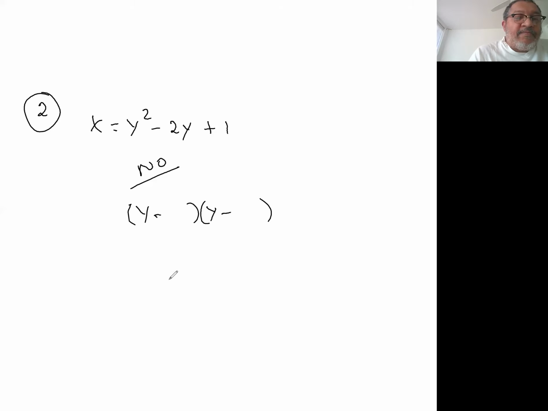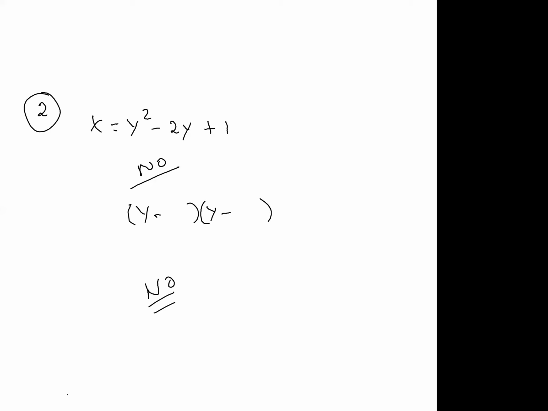Okay? Now, the reason is that when you solve for y, you're going to find two y's, and you need only one y. Okay?